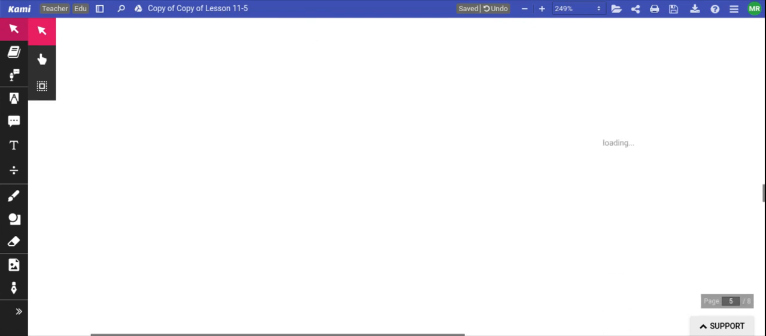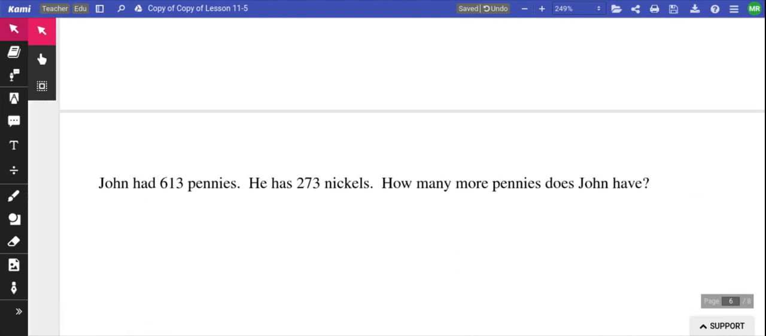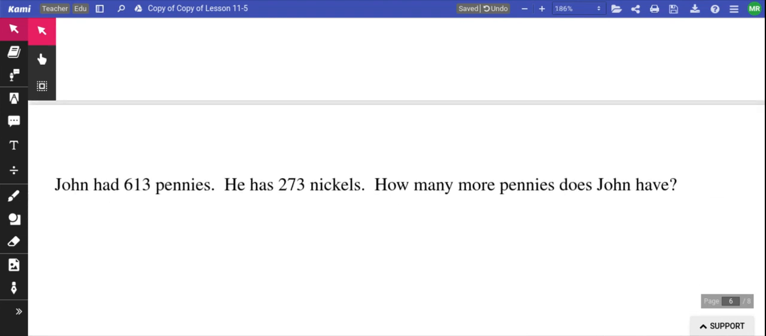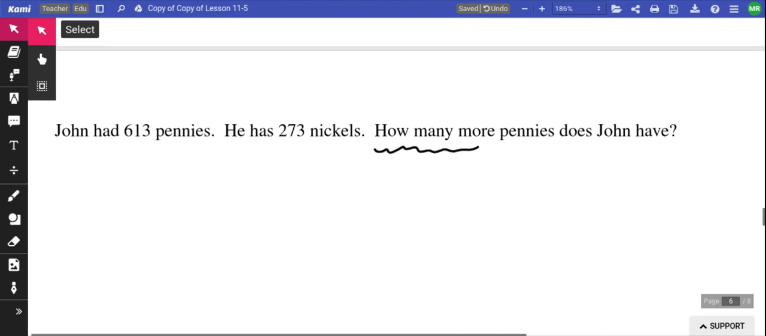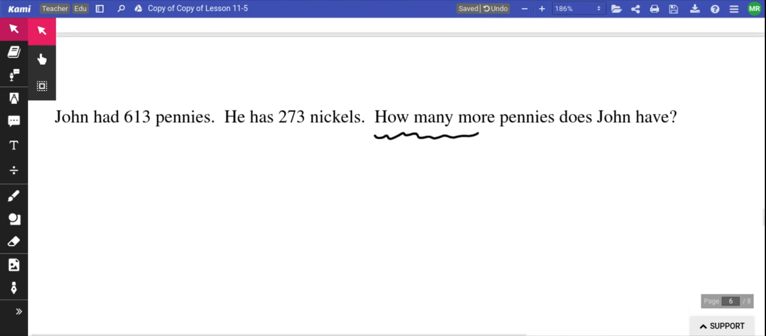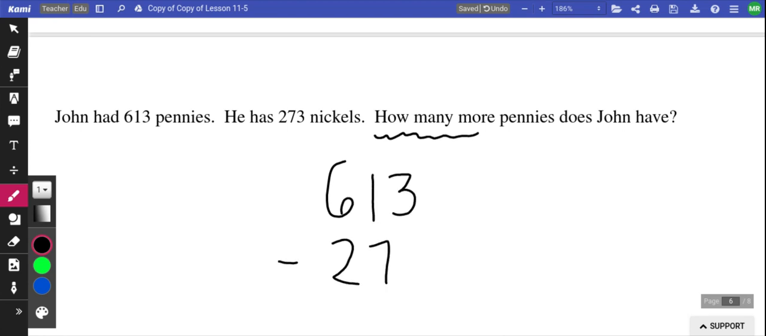All right, let's take a look here. So this is a word problem. It says John has 613 pennies. He has 273 nickels. How many more pennies does John have? This how many more is letting us know that we need to subtract, right? So we're taking the 613 and we are subtracting 273.